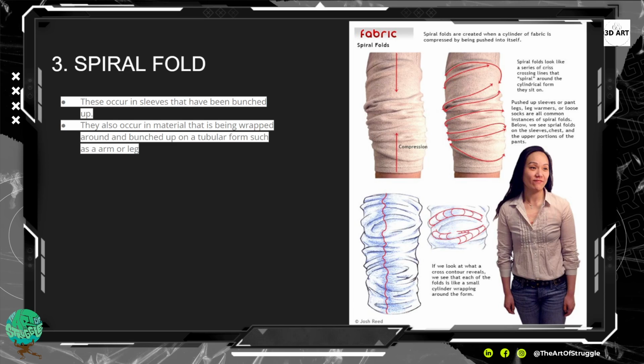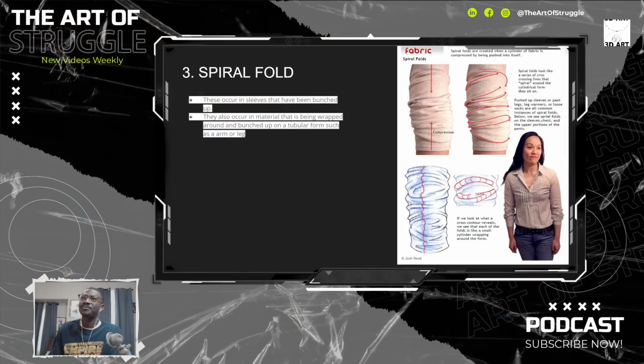So we've got spiral folds here, right? You can see because she's compressed her sleeve, she's got these folds, and because it goes here, you can imagine that it's going all the way around, right? Kind of seeing through the form, you can see where you're getting some of these spirals, and then you're also getting a little zigzag action as well, right? Because you can see those mouth openings as well. So you're getting a little bit of both. If we look at what a cross contour reveals, we see that each of the folds is like a small cylinder wrapping around the form.